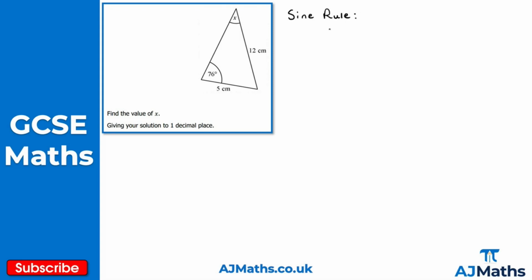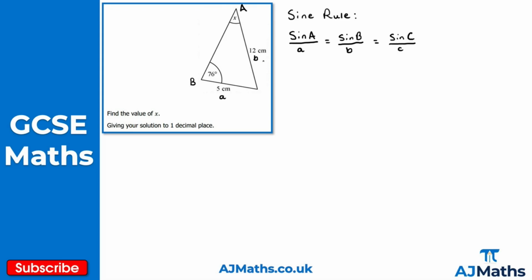Now remember, there are two different ways that we can express the sine rule. Because we're looking to find the value of this angle, the sine rule that we need to use is sine A over a is equal to sine B over b, which is equal to sine C over c. Let's label this triangle. Let's call this angle A, which means this side is a. We call this angle B, which means this side is little b.